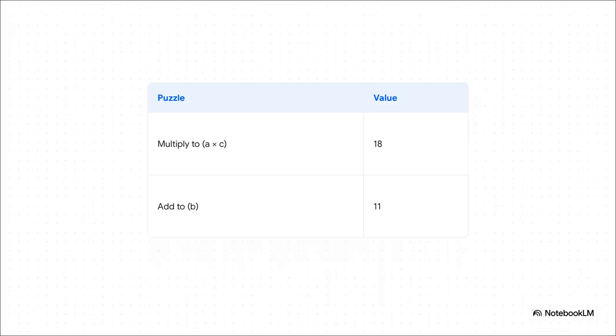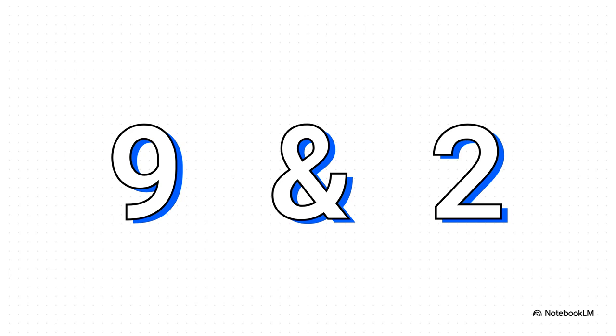Okay, so this little X trick is a really cool way to visualize what we're looking for. At the top, we put our A times C product, which is 18. At the bottom, our B value, which is 11. Now the hunt is on. We need two numbers that multiply to 18, and those same two numbers have to add up to 11. And there they are. It's got to be 9 and 2. 9 times 2 is 18, and 9 plus 2 is 11.